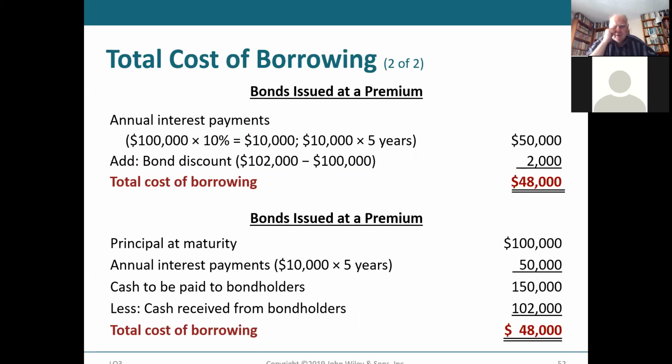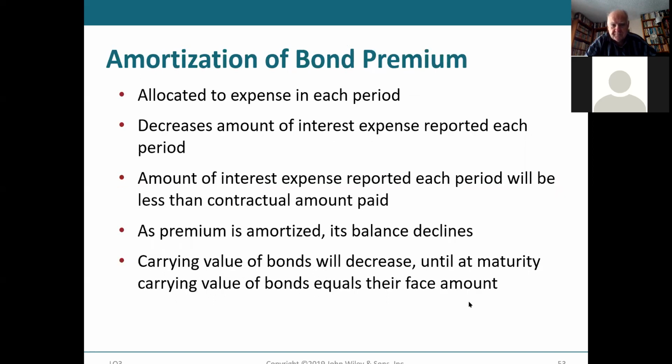Bonds issued at a premium again. We look at the bottom here. Principal at maturity 100,000. You have an annuity, which is a steady stream of payments over a period of time at the same interest rate. You have an annuity of 50. The amount to be paid to bondholders is 150. The cash you borrowed is 102. So your total cost of borrowing is actually 148,000. You got $102,000 in cash, but you have to pay back $50,000 in interest plus 100,000 in principal.